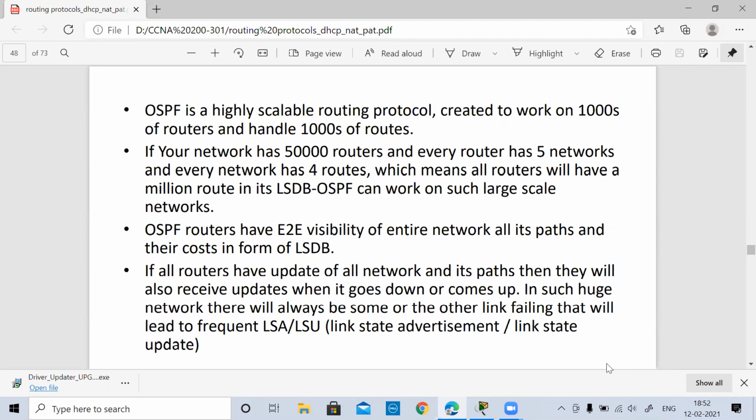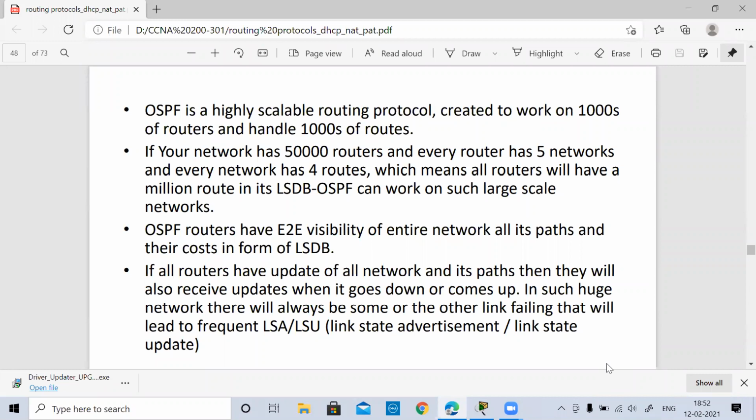Every router. Instead, if we could have somebody as a president or a king of the particular network, and everyone sends updates only to that king, and then he tries to broadcast or multicast it, then that will be a better option than every router sending the updates to each other.